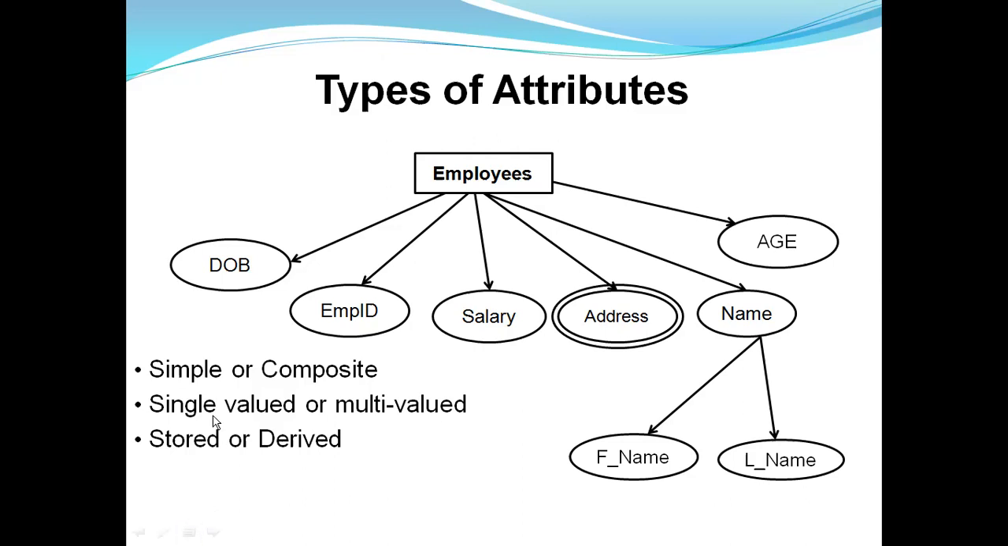Stored and derived. We can take an example of date of birth and age. Date of birth we have to provide, but the age value can be derived from the date of birth. So age will be derived. And derived is shown with the help of dotted ovals. So simple, composite, multi-valued, and derived.